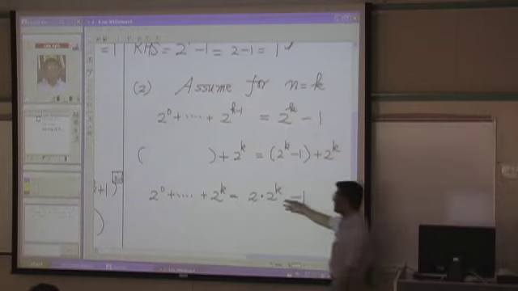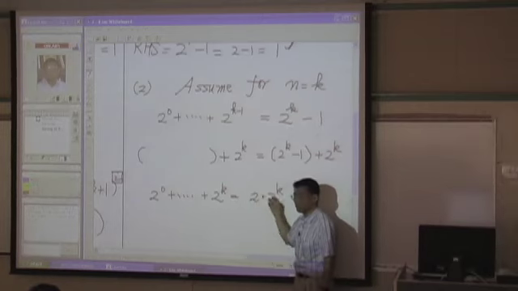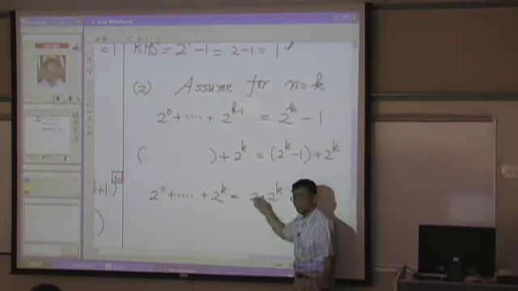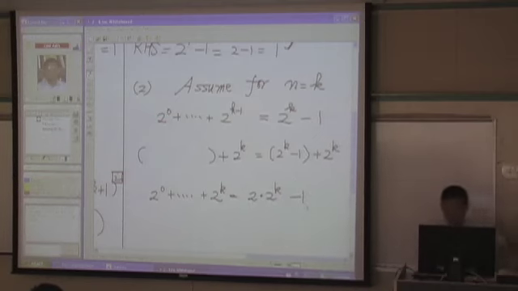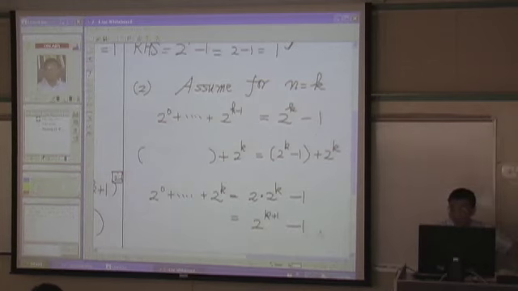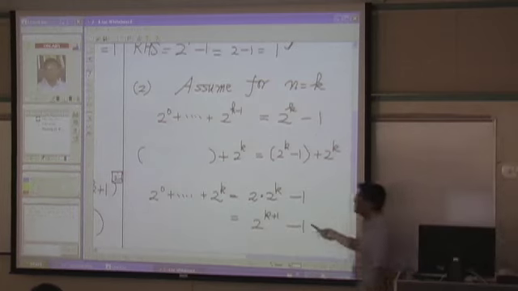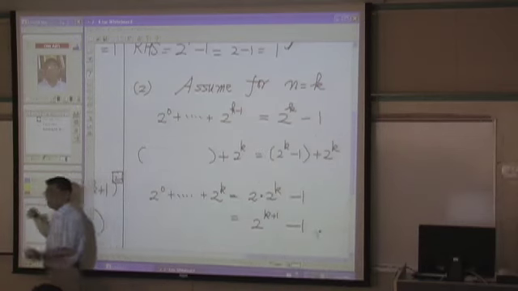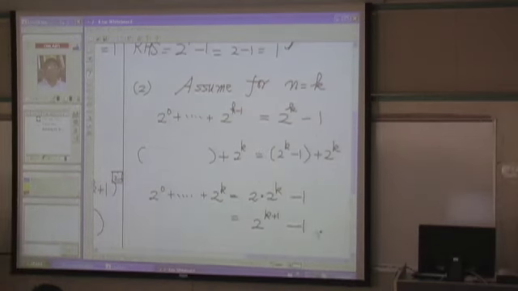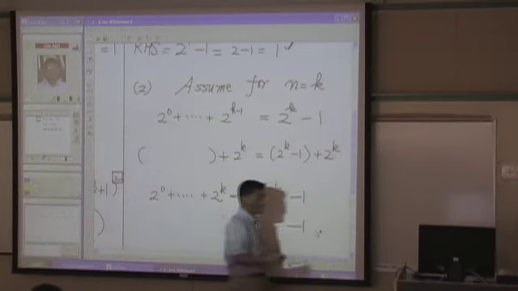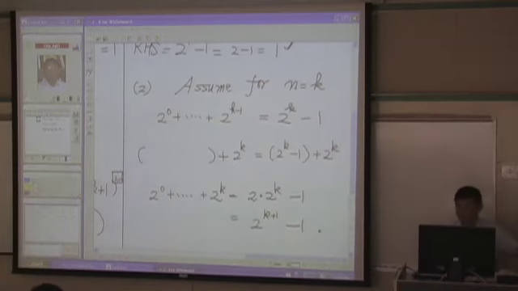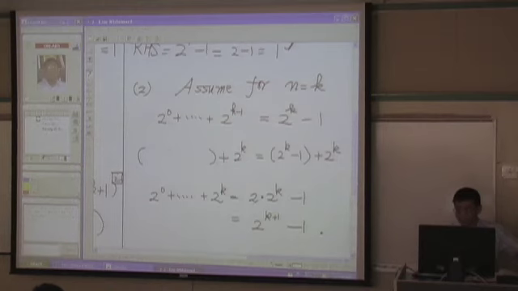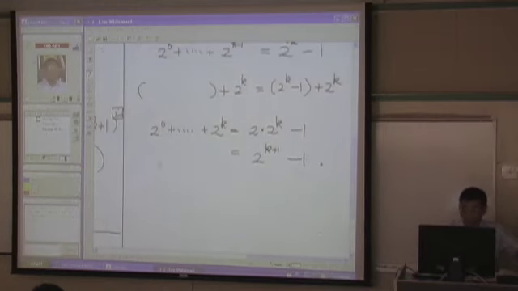Then how many times did we multiply 2 here? k times here and 1 more time. So in total, how many times? k plus 1 times we multiplied. So this means we proved the statement for n equal to k plus 1. So after writing this, you can say by induction, we are done, right?